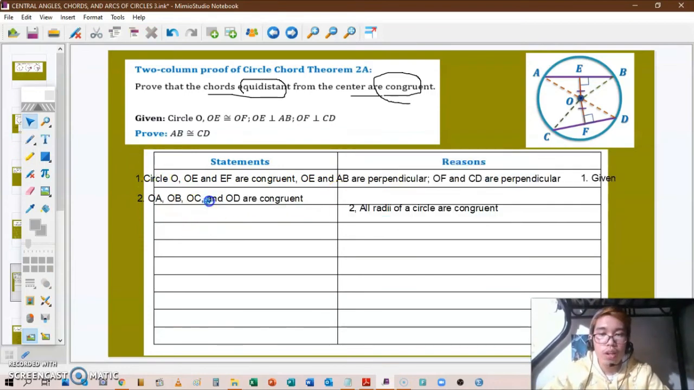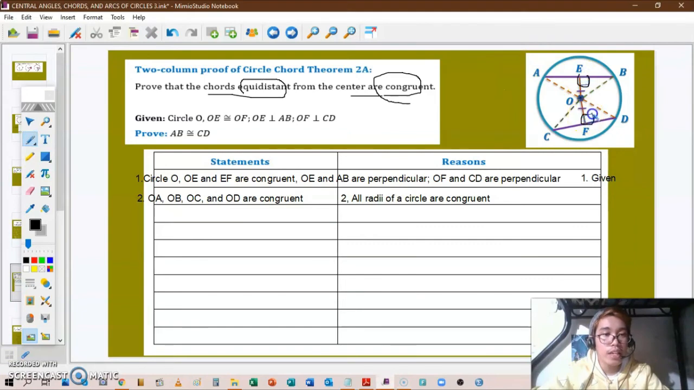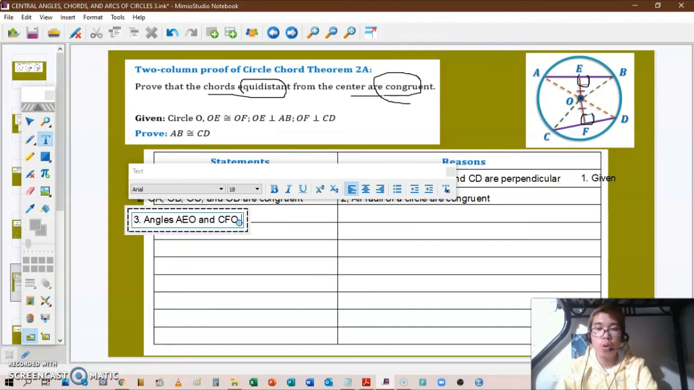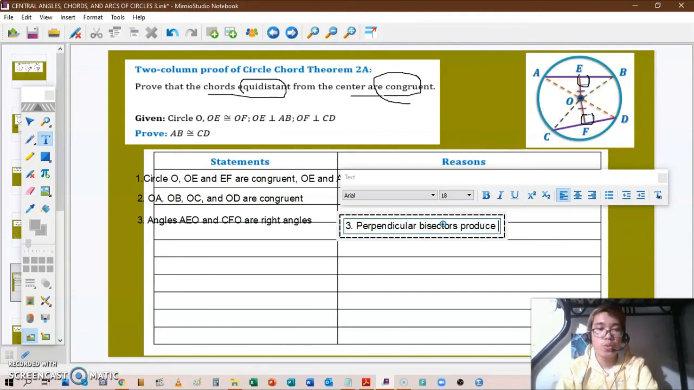Okay, and also, we're going to use a triangle congruence postulate here. So let's try to notice. We can notice that AEO and CFO are right angles. So we can write here, angles AEO and CFO are right angles. And if they are right angles, it is because perpendicular bisectors produce right angles. Okay, so there you go.